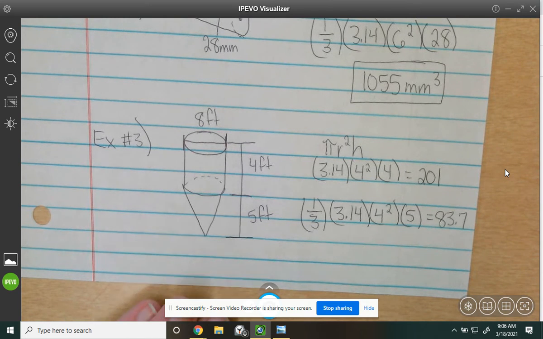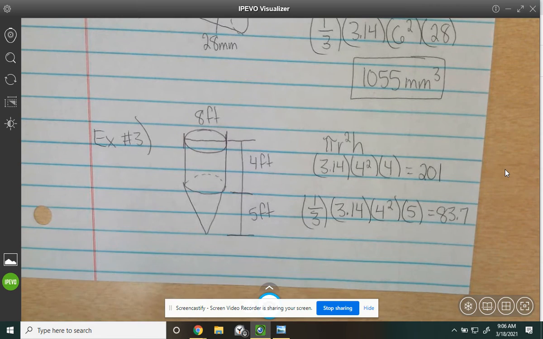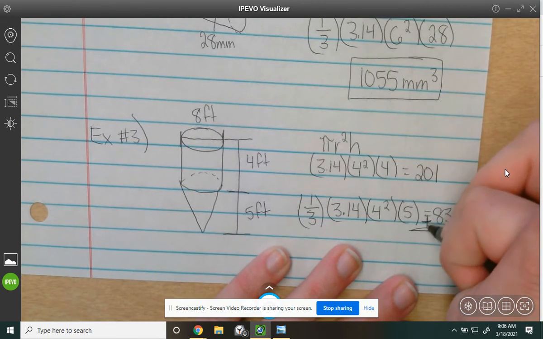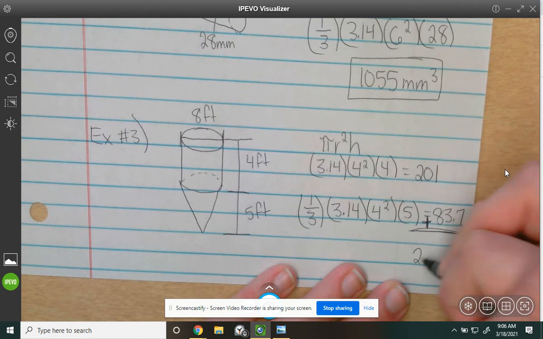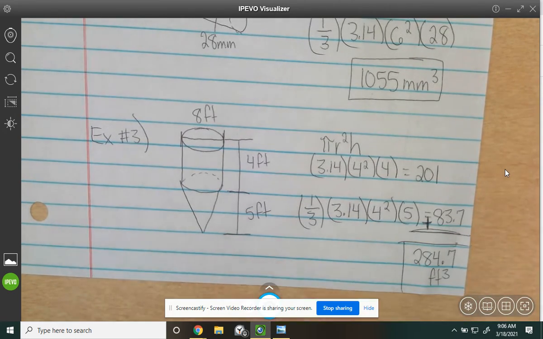Then what do you think I'm going to do with the cylinder and the cone if I'm trying to find the total volume? I'm going to add them together. So whenever I add them together, I get 284.7 feet cubed. And that's my answer.